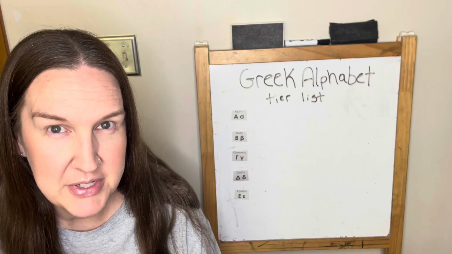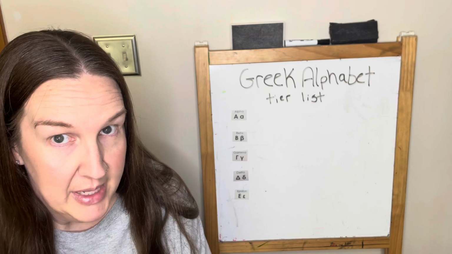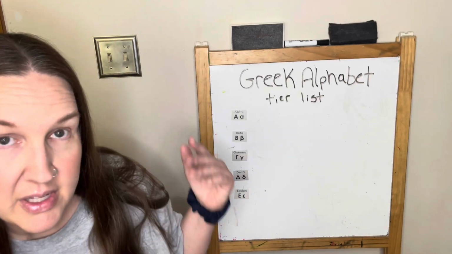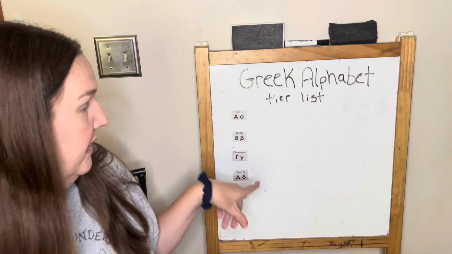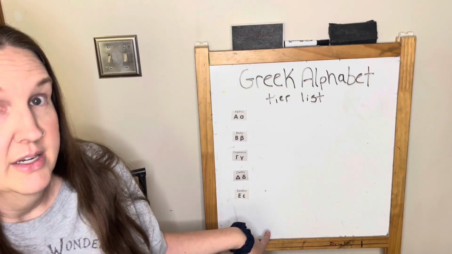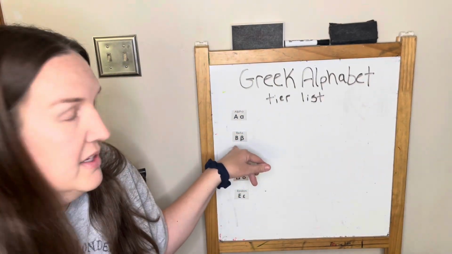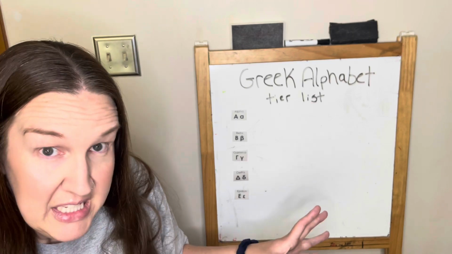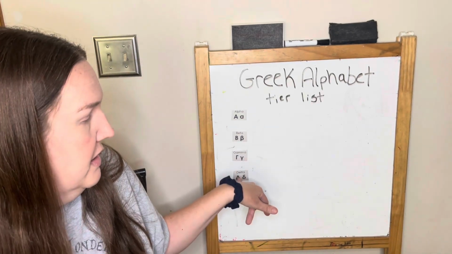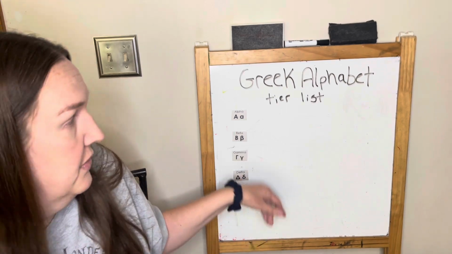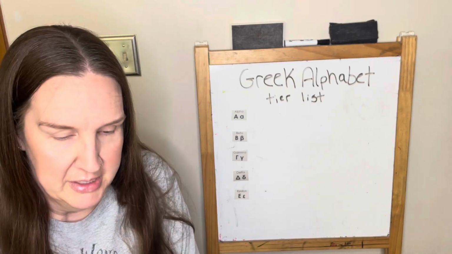And so what I want to do today is create a tier list of the Greek alphabet, the letters. So instead of having an A, B, C, D tier, what we've set up here is an alpha, beta, gamma, delta, epsilon tier list. So again, alpha is like the A, beta is the B, there is no C in the Greek alphabet, so we jump straight to gamma, and then delta, and then epsilon. So best to the worst is basically what we're doing here.